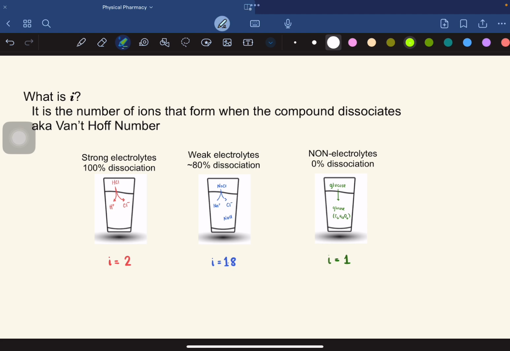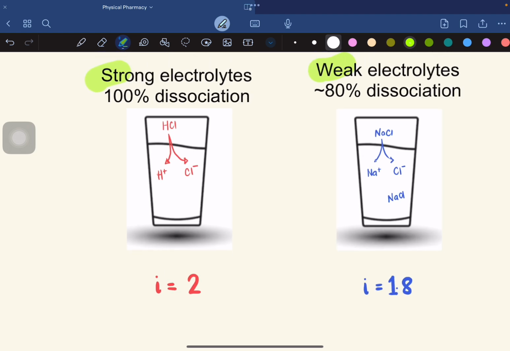So I is the number of ions that form when the compound dissociates. So there are three categories to this: my strong electrolytes, weak electrolytes, and non-electrolytes. So for your strong electrolytes, once they dissociate completely, so 100%. For example of this one would be your hydrochloric acid. So when it dissociates, it will dissociate fully into hydrogen and chloride. That's why its Van Hoff number or Van Hoff factor is 2. So other examples of your strong electrolytes would be your strong bases and your strong acids. So review kayo sa chemistry nyo.